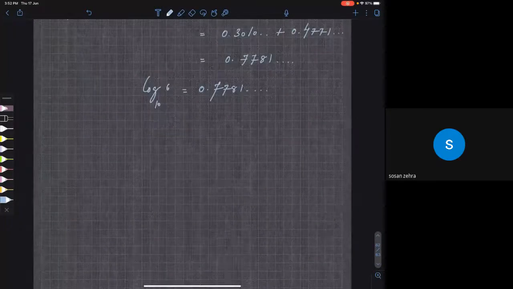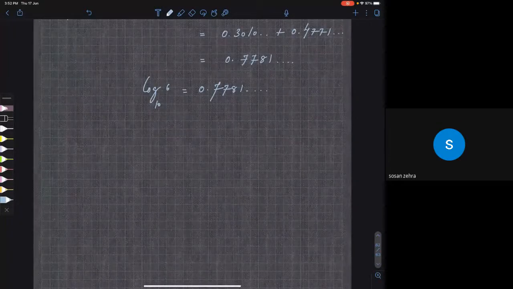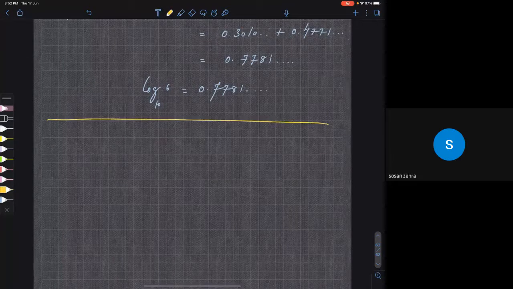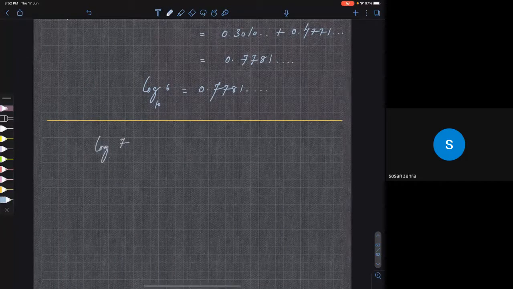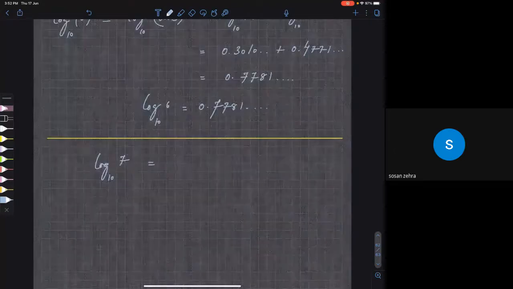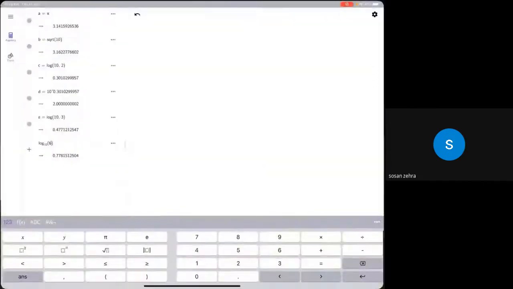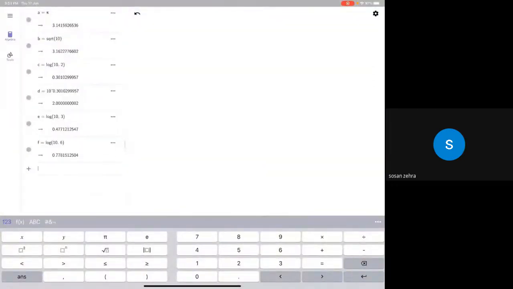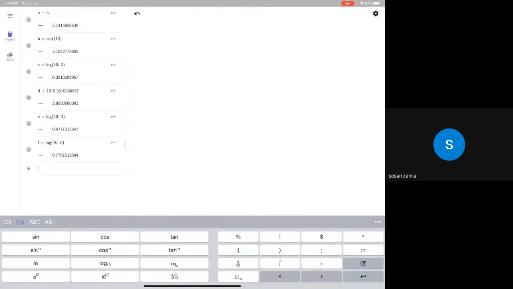Let us go to the next logarithm. What is the next number? 7. Log of 7 to the base 10. Unfortunately, 7 can't be written as any 2 factors. There are no factors of 7. So unfortunately, you have to remember the value of log 7. So let us see what log 7 is. I don't remember, because I'm not writing exams. You have to remember. Okay.